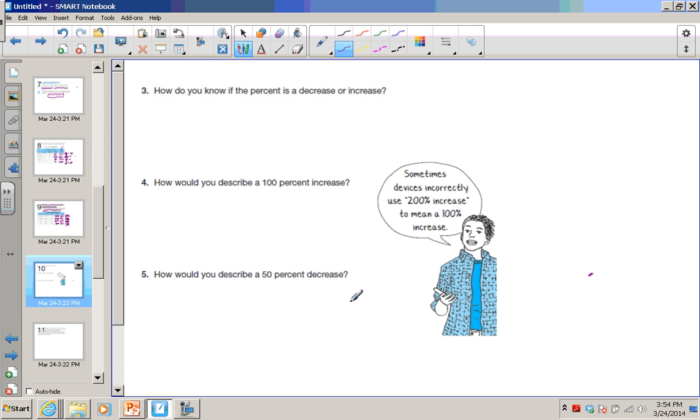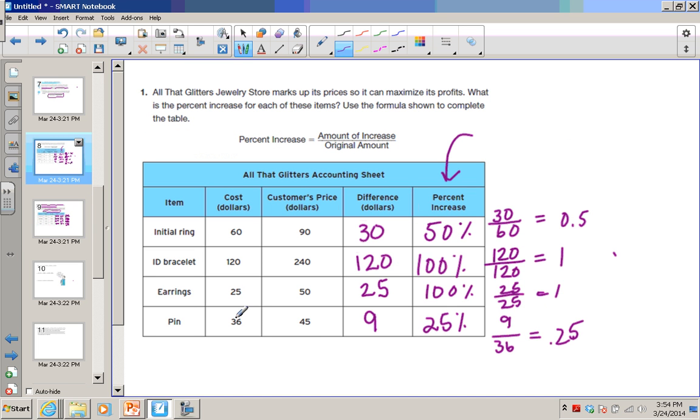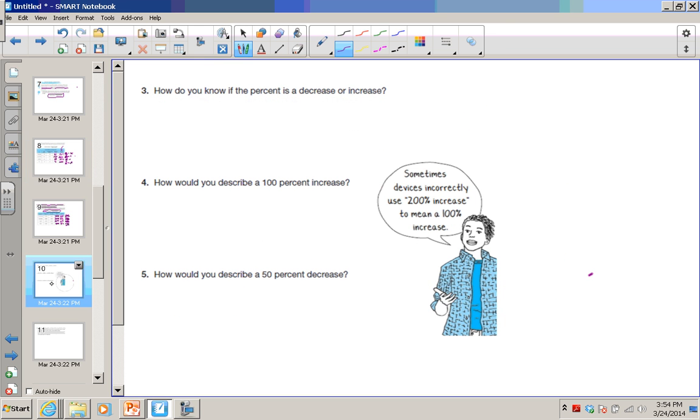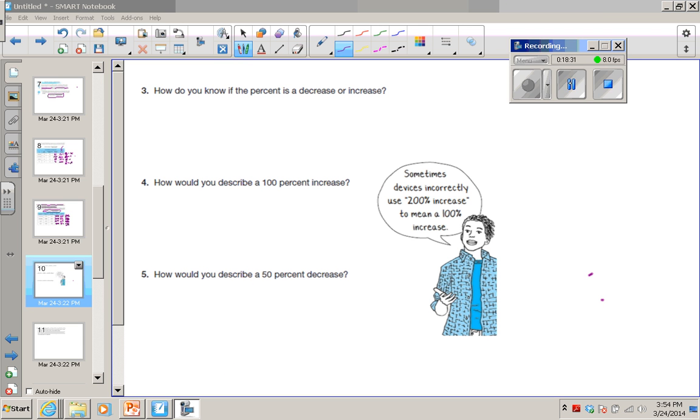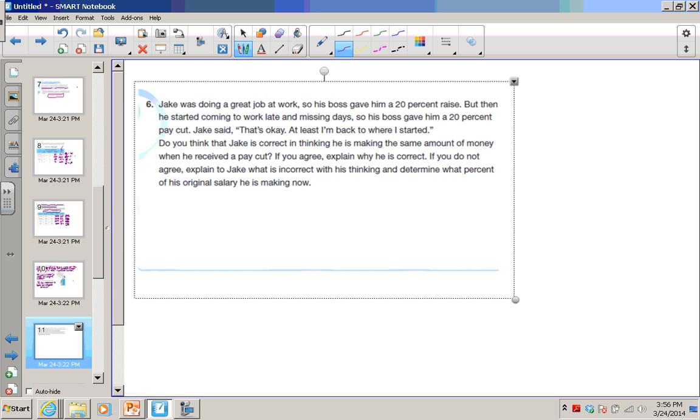And then how would you describe a 50% decrease? If the new number is half of the original amount. I'm not sure if we have one like that. So the new number is half of the original amount. So go ahead and write some things down for these and come back and look at it. Okay, so make sure you have something like this as your answers.